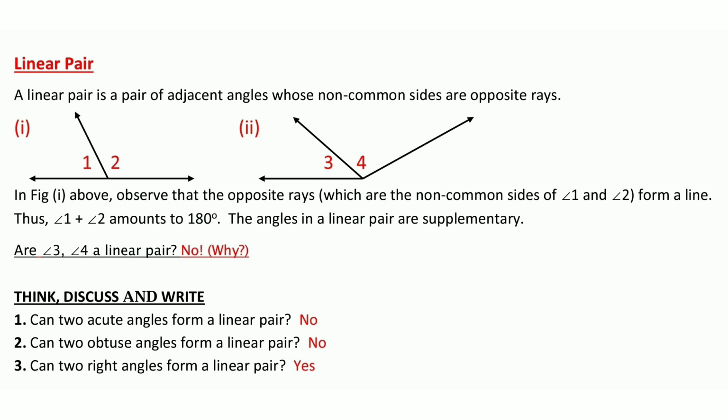Now in second, are angle 3 and angle 4 a linear pair? Answer is no. Try to find out why. Okay. Now think, discuss and write. Can two acute angles form a linear pair? Answer is no. Can two obtuse angles form a linear pair? Again answer is no. Can two right angles form a linear pair? Answer is yes. Student, please try to draw a diagram for these 3 points from the given information. It's for your reference.